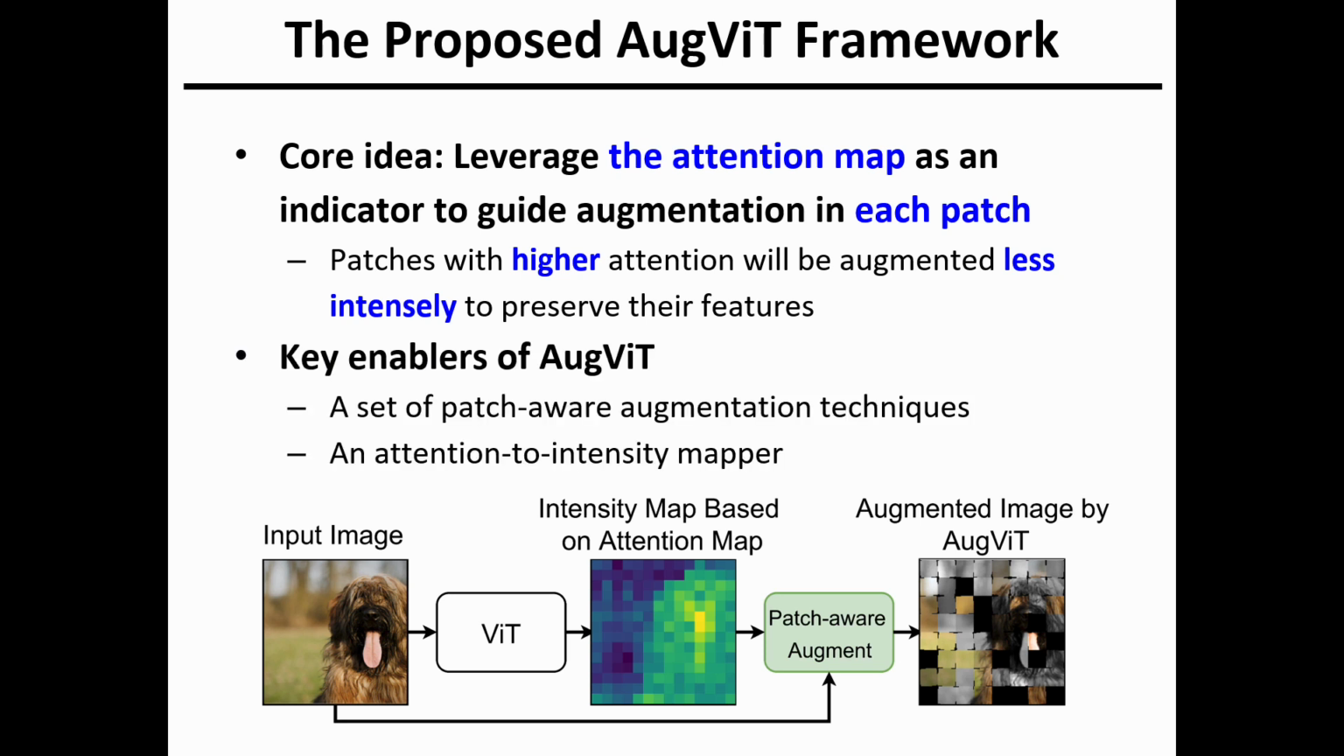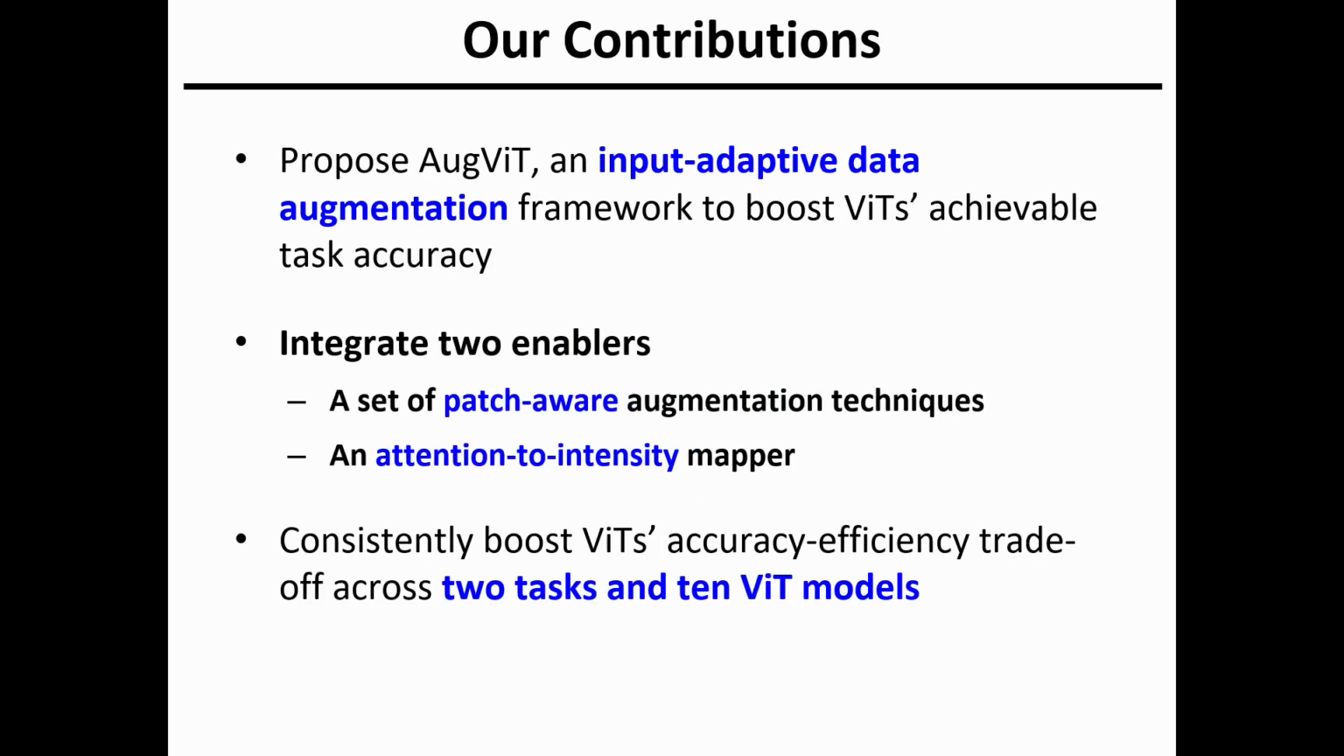As mentioned before, there are 2 key enablers, patch-aware augmentation techniques and an attention-to-intensity mapper. In the following, we will introduce each of these 2 enablers. The first is the patch-aware augmentation techniques.